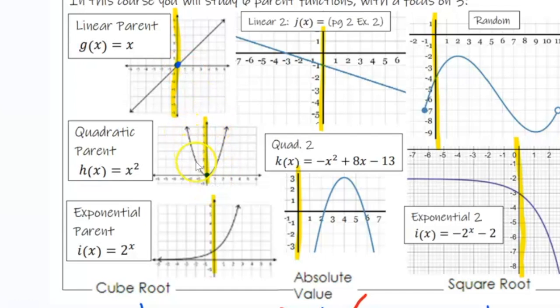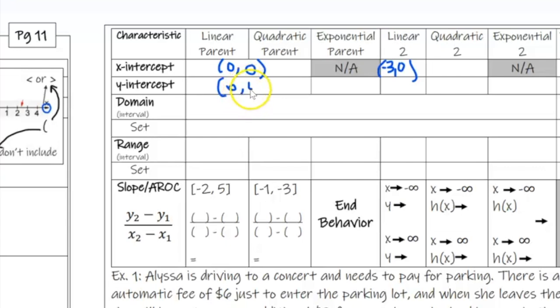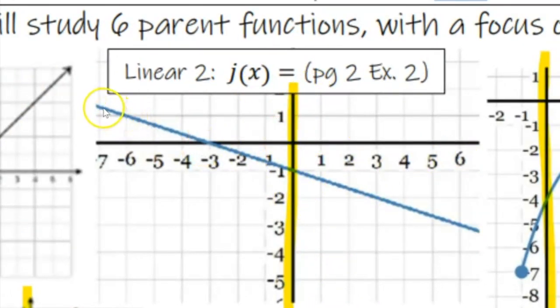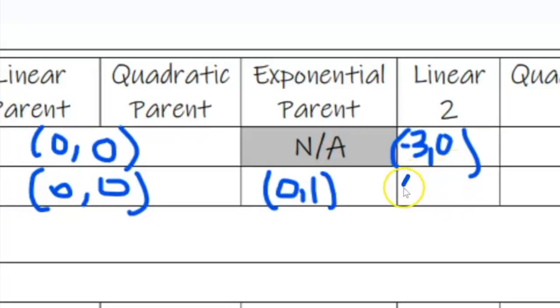Where does this one cross? Right here at 0, 0. Where does this one cross? Right here at 1. So these two are 0, 0. These two are 0, 0. And then the exponential, you can see that now it is not blacked out. That exponential one is at 0, 1. For this one, linear 2, where does this line cross the highlighted portion? Right here. And how do I read that coordinate? 0, negative 1.